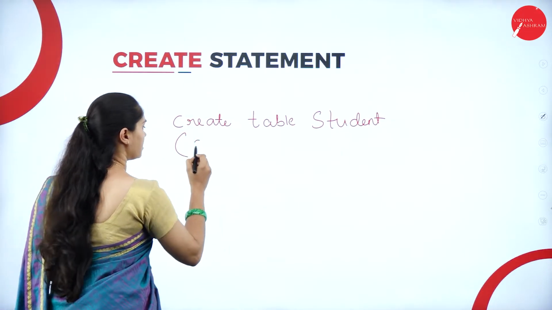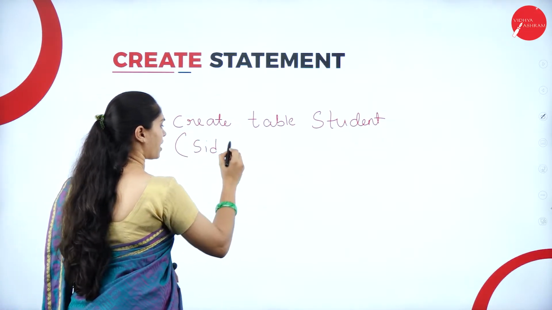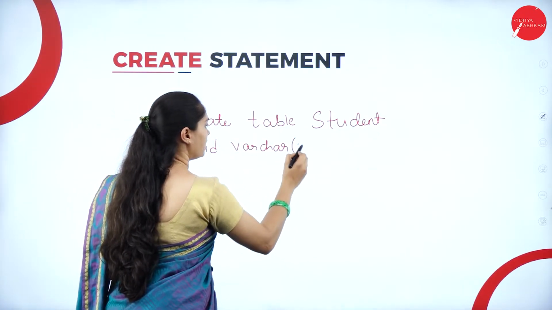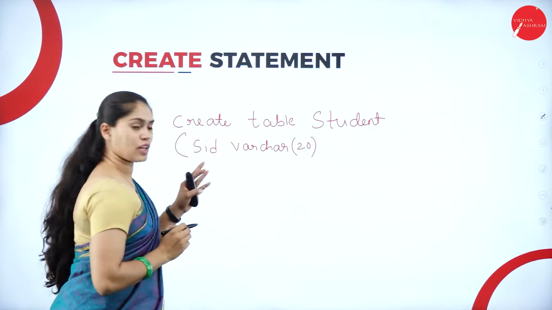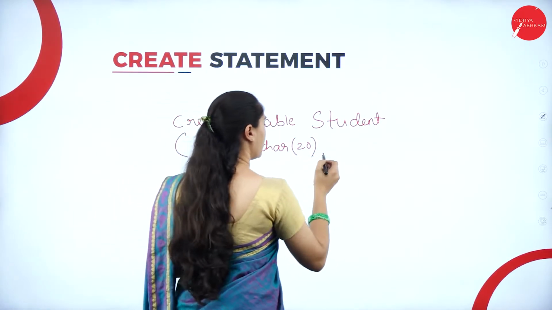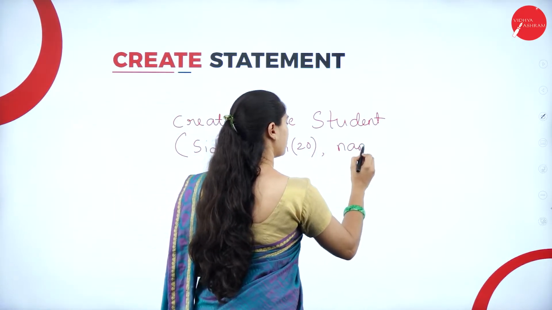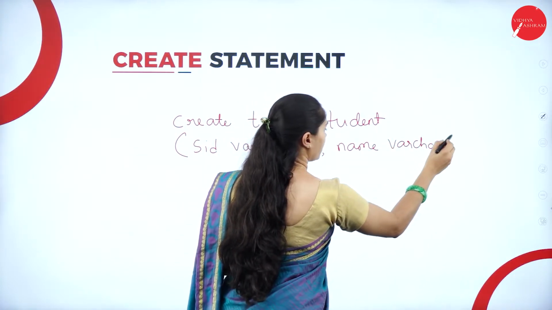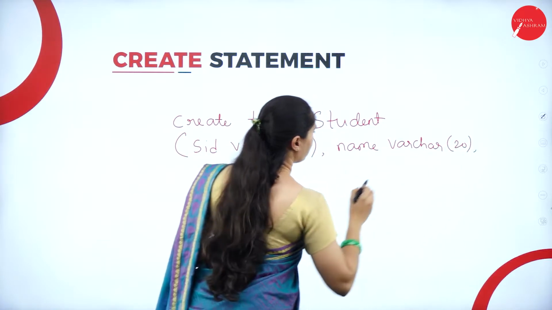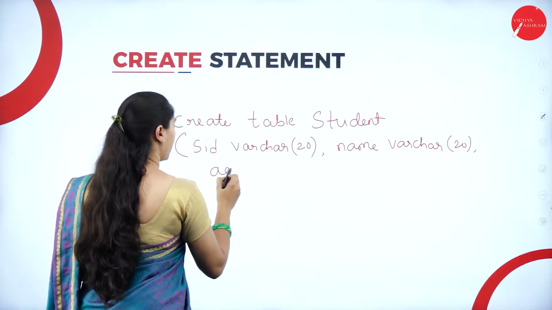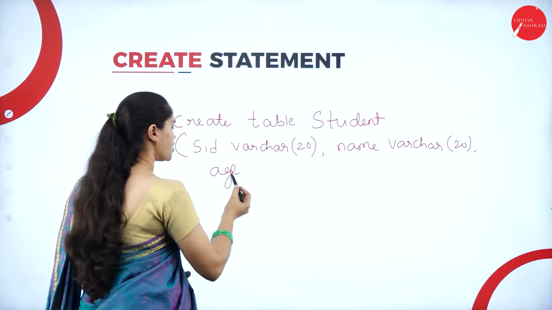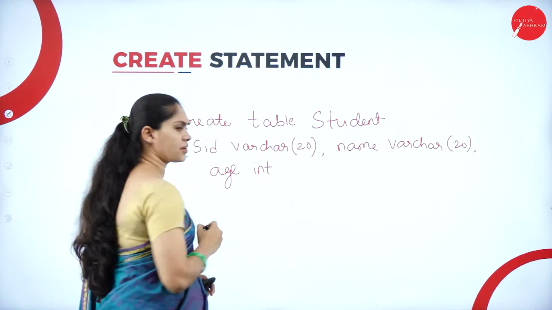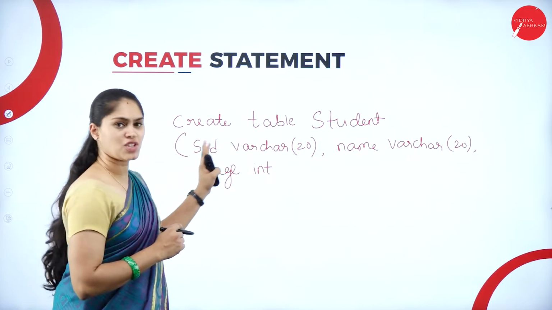So let me consider the student ID as a varchar. I wanted to give its value both in alphabets as well as numbers. So varchar of 20, and then comma, name, varchar of 20, comma. At last I have to take age, right? And we have the age attribute. For that, let me consider the integer. Okay, so I'm done with the specification of the attributes.